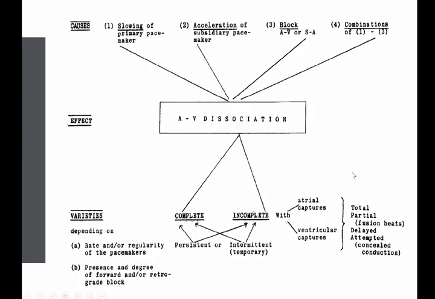Now, because there is a lot of confusion regarding the terminology, he classified AV dissociation, and as you can see, AV dissociation is not the primary diagnosis. It is the effect of multiple causes, and the causes could be slowing of the primary pacemaker, for example sinus node slowing, or acceleration of a subsidiary pacemaker, or block either from the atria to the ventricle or from the sinus node to the atria, or a combination of any of these three. So all these can cause AV dissociation.